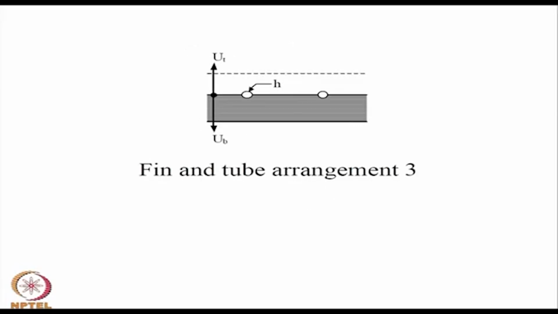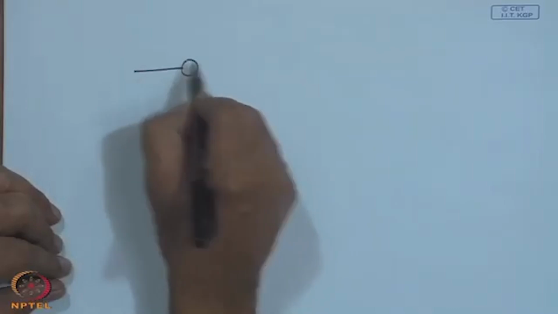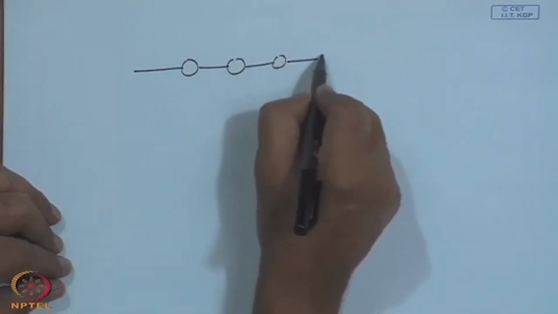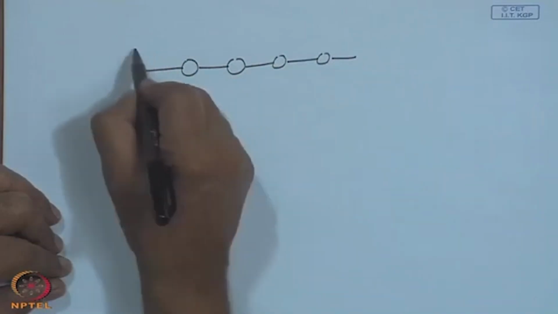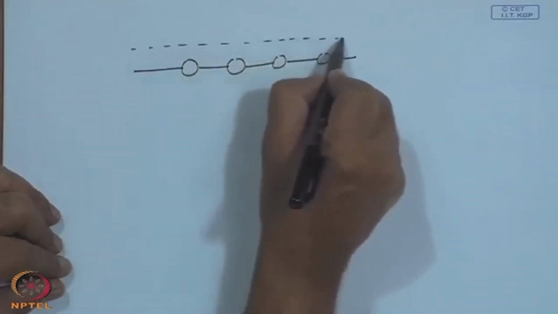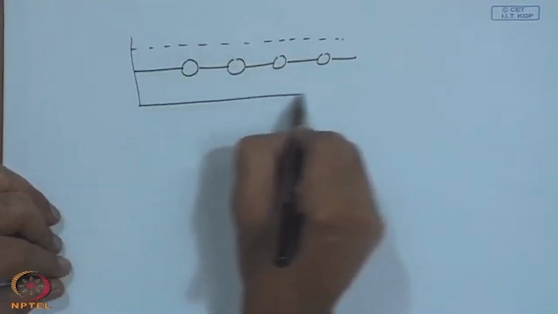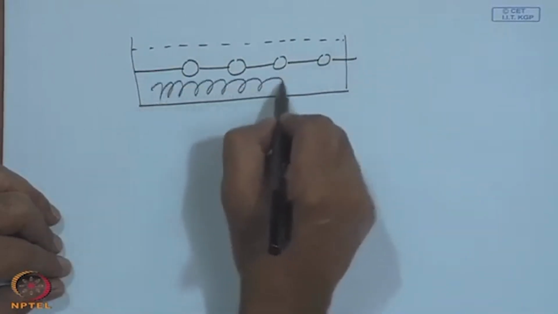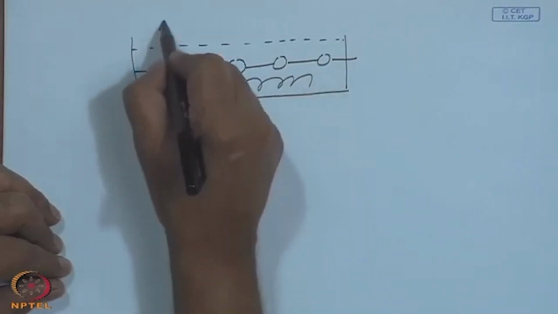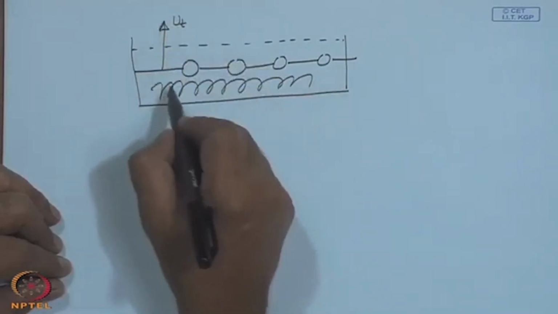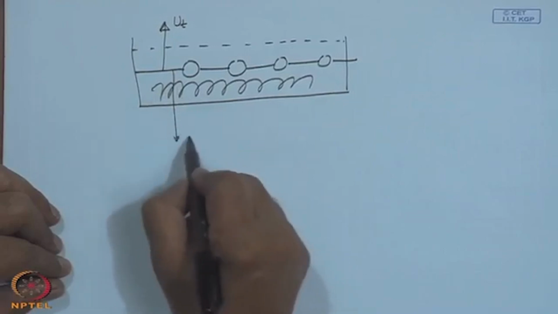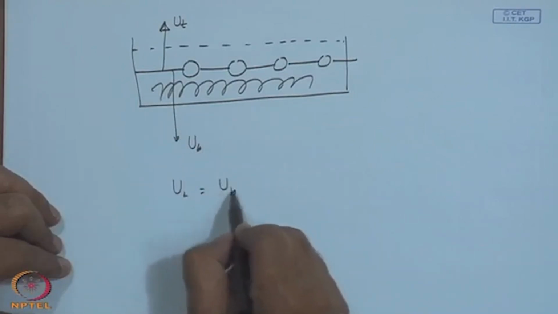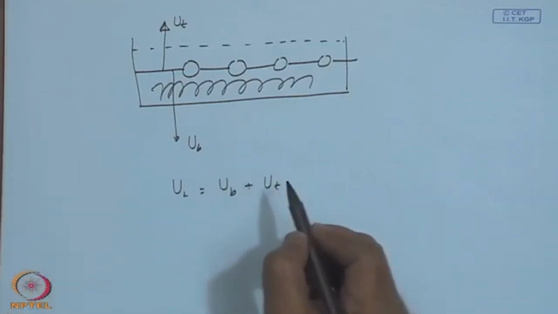This is the third arrangement, where you have a conventional fin attached to the tubes at the middle and with one or two glass covers, with again the bottom insulation. You have an overall top loss coefficient of U t and a back loss coefficient of U b, and for this arrangement also U L is equal to U b plus U t.